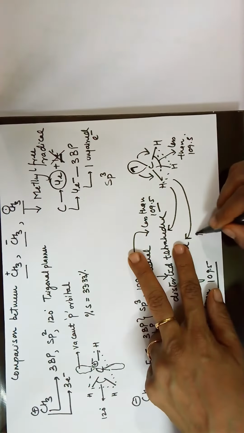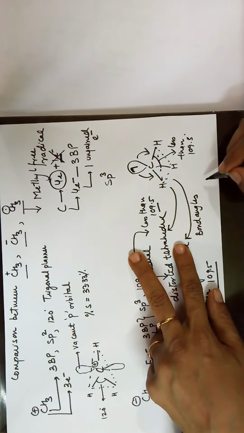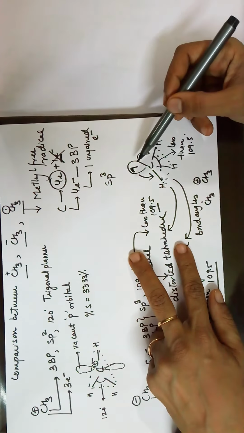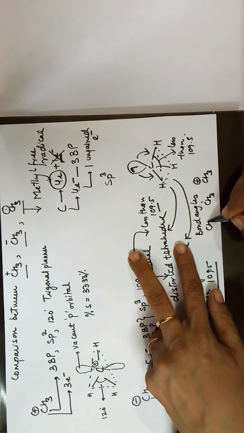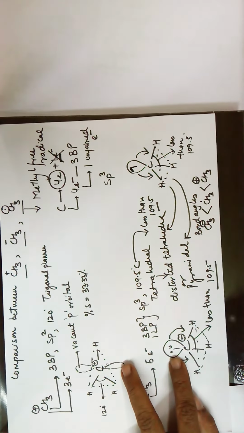If you want to compare the bond angles, the maximum bond angle would be for carbocation, which is 120. The next would be for a free radical because the repulsion is by a single electron, while the third and the least bond angle would be for carbanion due to the repulsion from the lone pair. So this becomes your order for the bond angles.